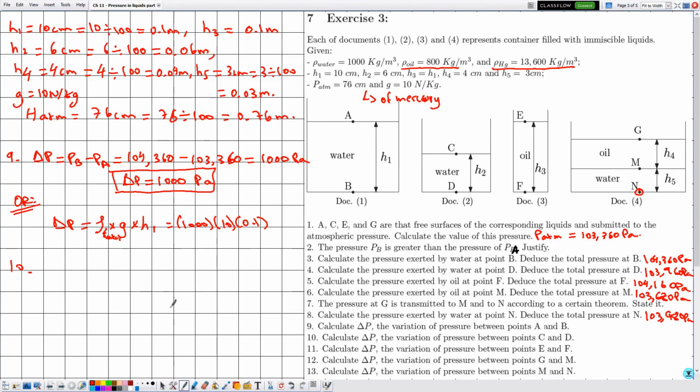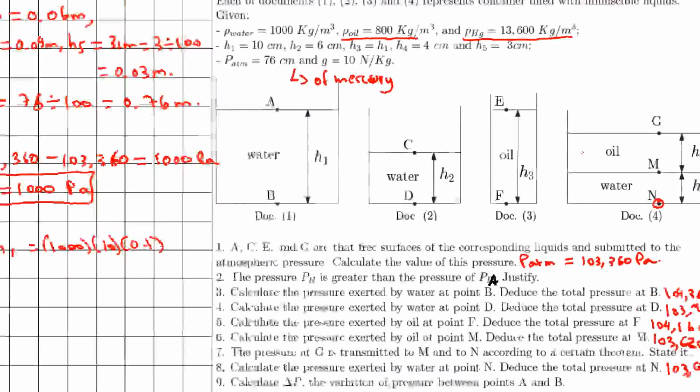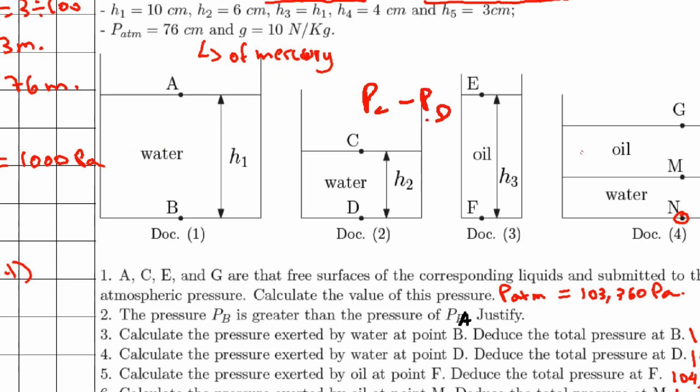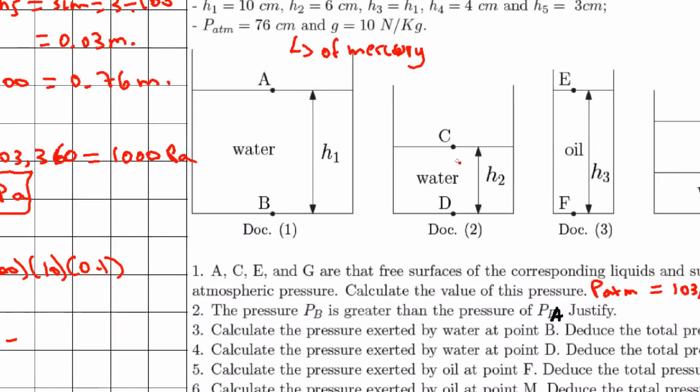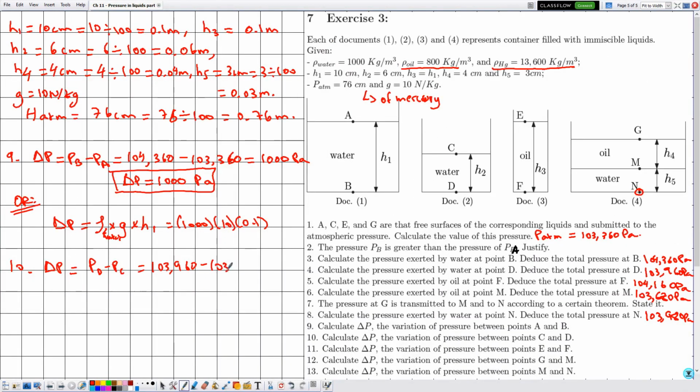Now as for number 10, we need to calculate delta P, the variation of pressure between the points C and D. So delta P, now we have two choices. Either we write PC minus PD or PD minus PC. Since D is located at a horizontal level lower than that of C, we will start with it, which is PD minus PC. The value of PD is given by 103,960, minus the pressure at the point C, which is the atmospheric pressure. Now plugging this on the calculator, then delta P is given by 600 Pascal.